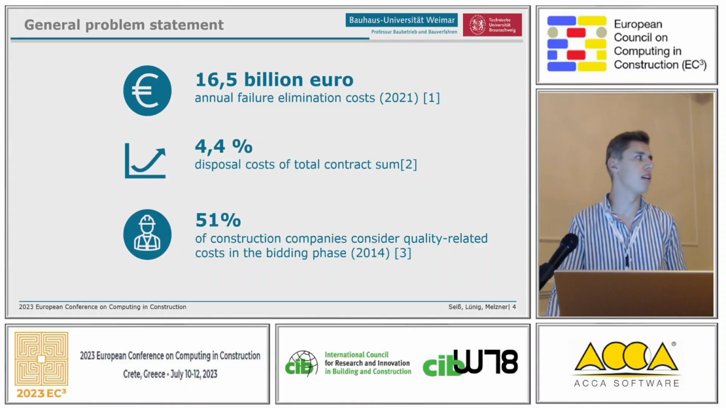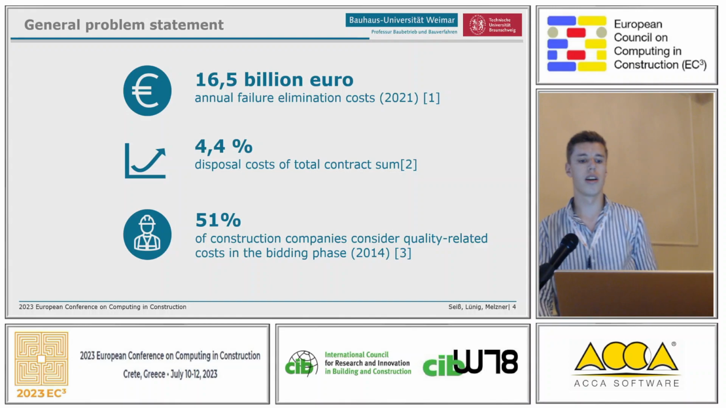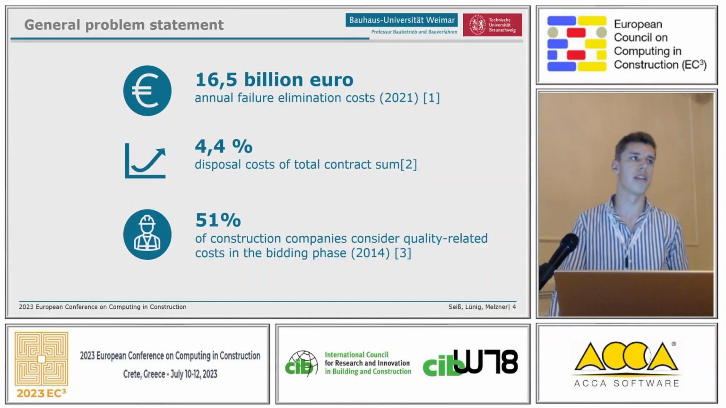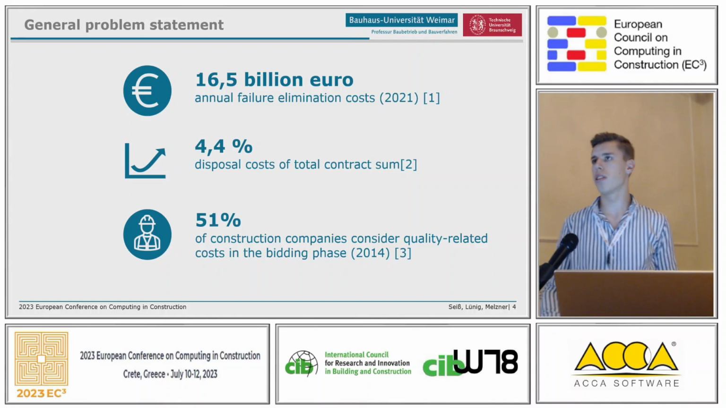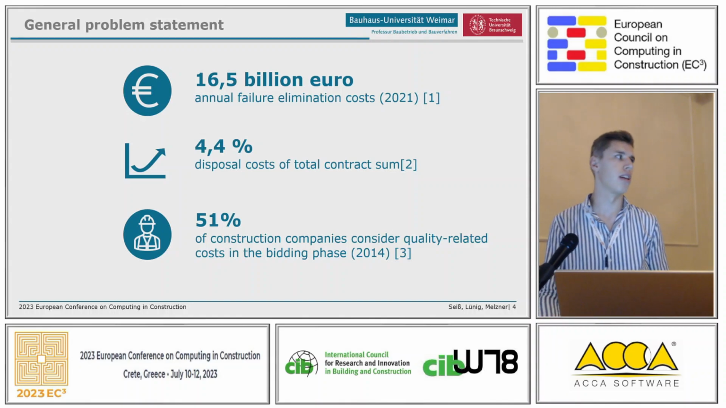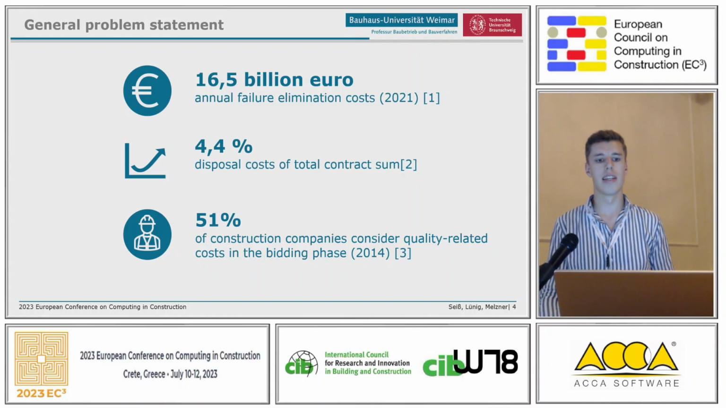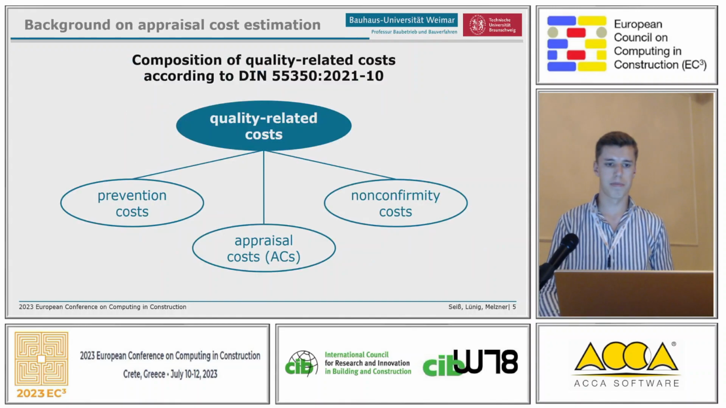You would believe that many companies estimate these costs, but just 51% of the construction companies in Germany estimate quality-related costs in the bidding phase. That means 50% of companies do not calculate these costs. When you consider that a normal project has about 3% profit, and you have 4.4% disposal costs which are not calculated, there is a big difference, so we decided to have a closer look at these costs.